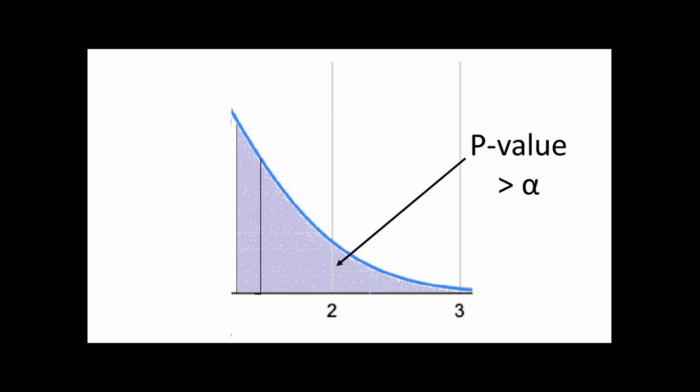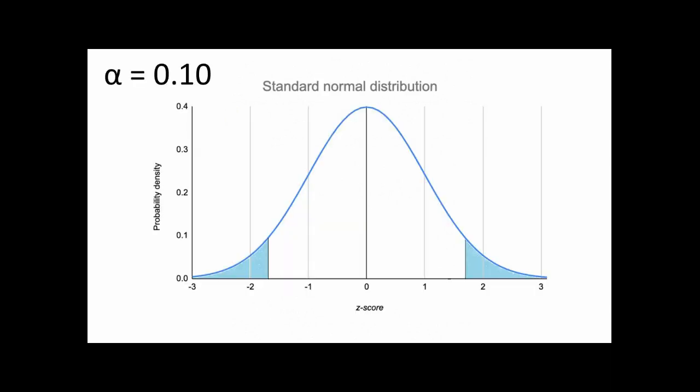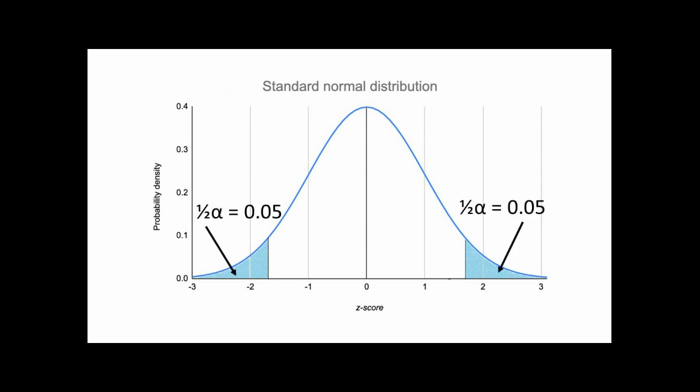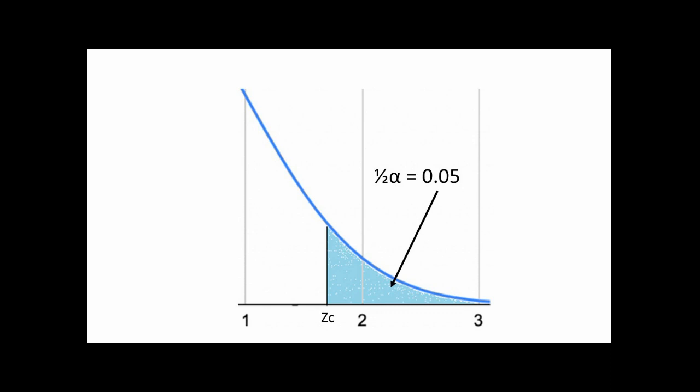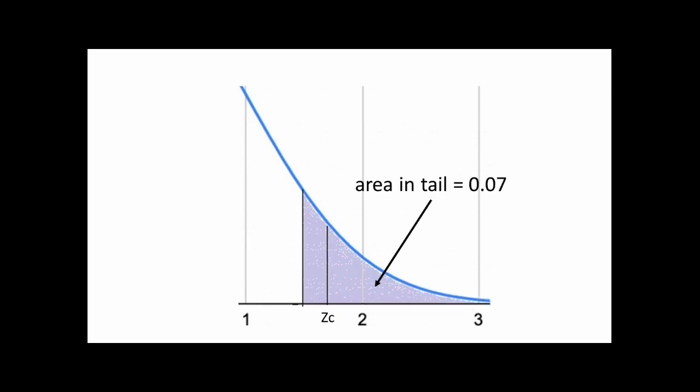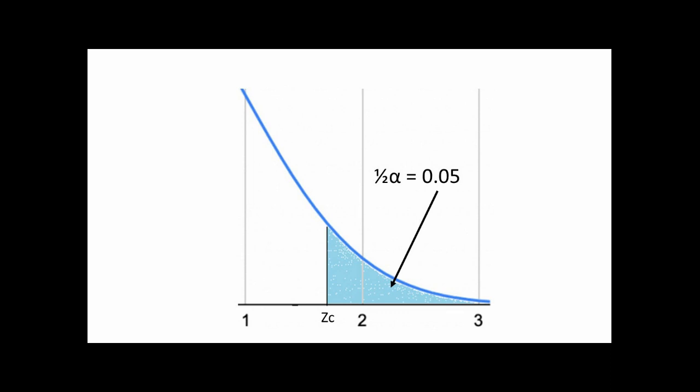What's so different about a two-tailed test? In a two-tailed test, our alpha is split in half. Let's say alpha equals 0.10. So half of the rejection area, 0.05, is in the right tail, and half, 0.05, is in the left tail. If I calculate my test statistic and get an area in the tail of 0.07, it is clearly outside the rejection area in this tail.